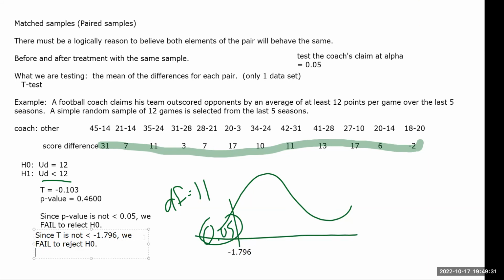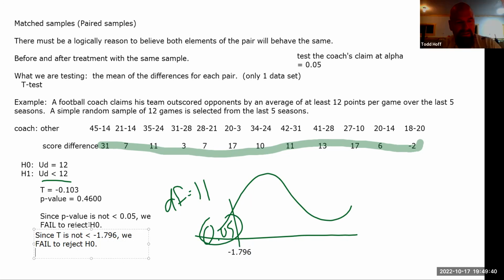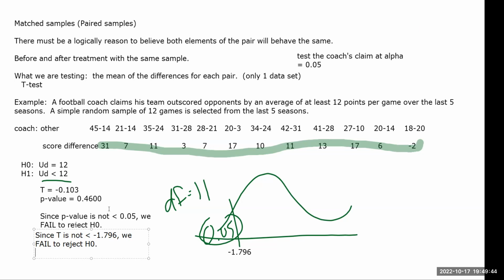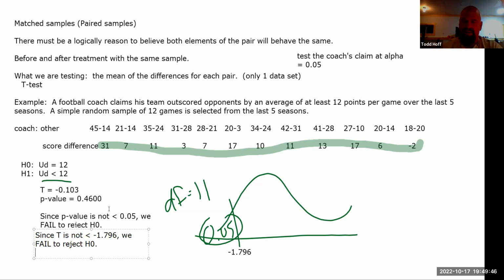I have a question. Either way, we failed to reject. Yep, go ahead. Isn't our p-value higher than the alpha? Yes, it is. It is not less than. Oh, not. I didn't pay attention to the not. If it were less than alpha, we would reject the null hypothesis.